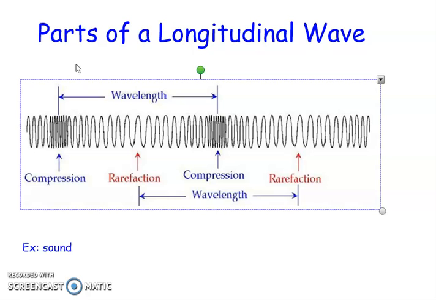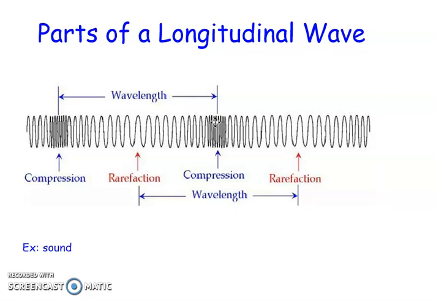The distance from a compression to a compression, or a rarefaction to a rarefaction, would be the wavelength of that wave, or anything else that's in phase. It's just a little harder to see it with the longitudinal wave. Longitudinal waves do also have amplitude, having to do with the maximum displacement from the equilibrium. But again, it's not something that we can see quite as easily on a diagram of a longitudinal wave.